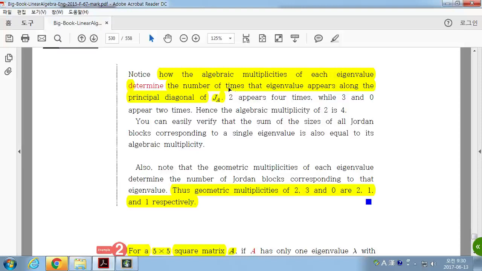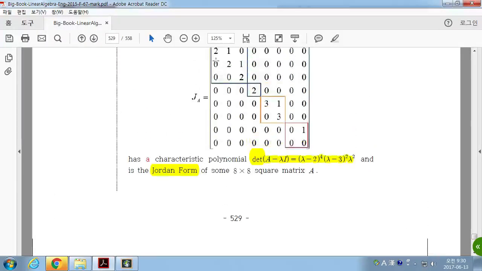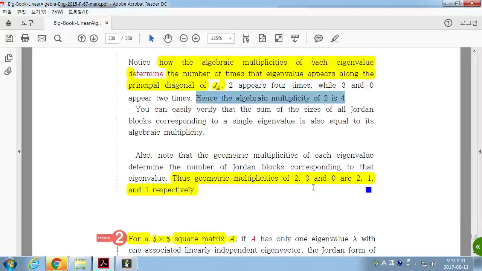Here, the algebraic multiplicity of each eigenvalue determines the number of times that eigenvalue appears along the principal diagonal of the Jordan canonical form of A. Notice, for example, 2 appears 4 times, while 3 and 0 appear 2 times. Hence, the algebraic multiplicity of 2 is 4, the algebraic multiplicity of 3 is 2, and the algebraic multiplicity of eigenvalue 0 is 2.